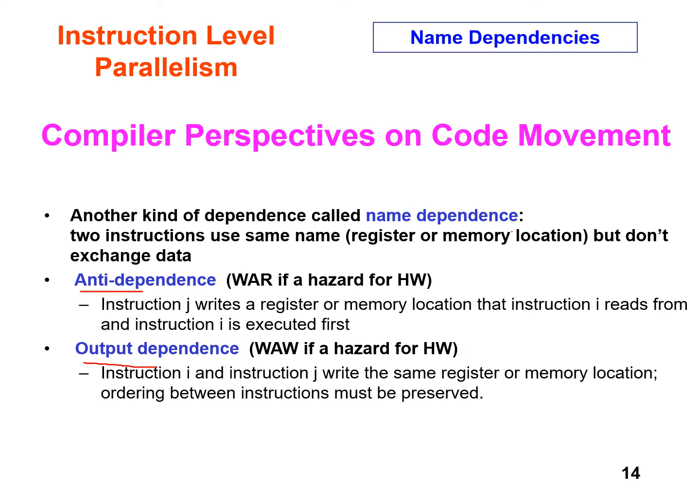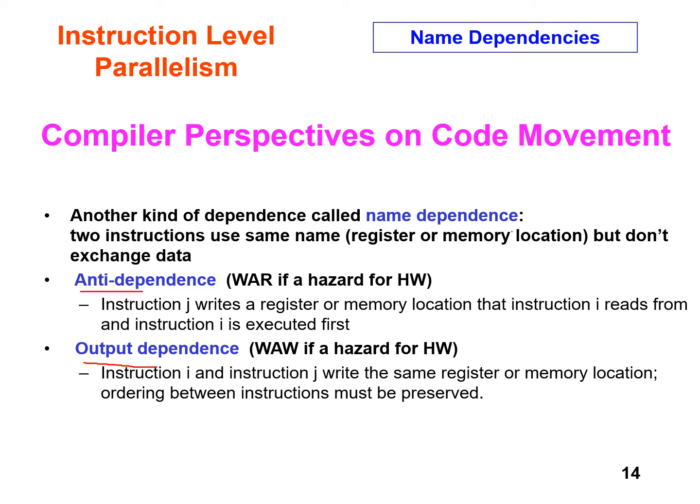So what does anti-dependency mean? This is a kind of write after read hazard. Write after read hazard means instruction J writes a register or memory location that instruction I reads from, and instruction I is executed first. So first we have instruction I. In the next instruction J writes some register value or memory location that should be read by instruction I. That is called a write after read hazard.